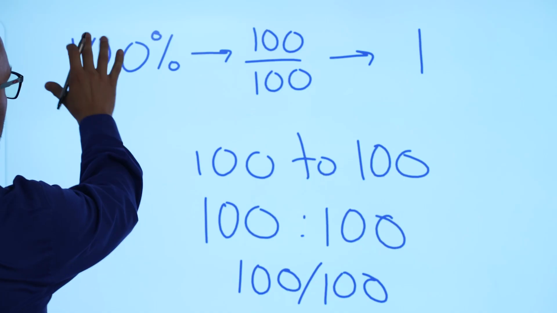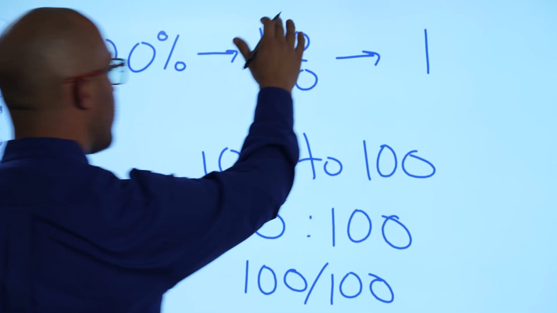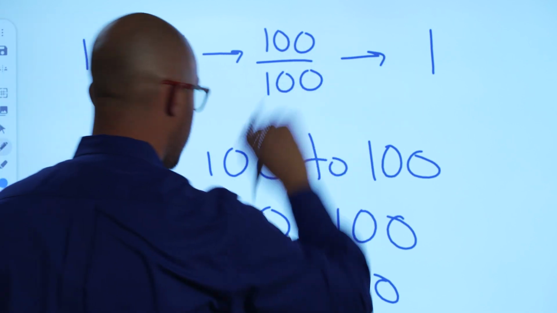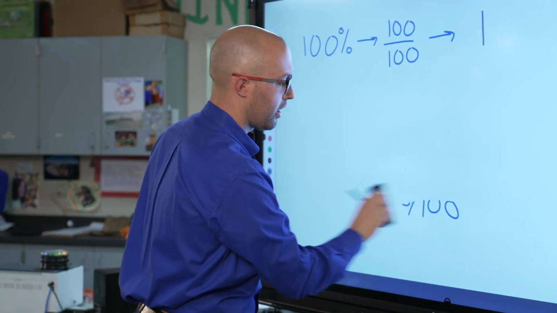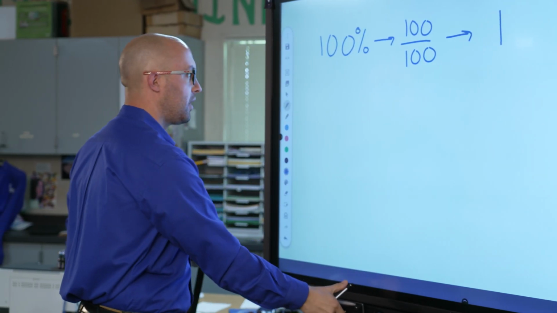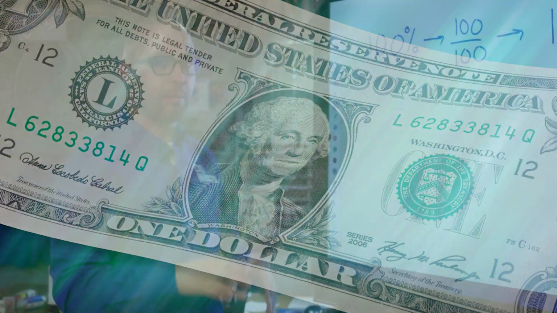So looking at this, we see 100% is the same as 100 over 100. It's also the same as one whole because 100 divided by 100 does equal one whole. But now the question becomes, what if it's not 100%? How does it relate? Well, let's think of money. Money is also based on 100 pennies in a dollar, 100 cents in a dollar. How does it relate with 50%?